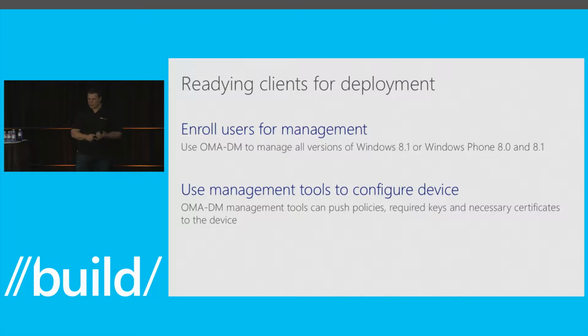The common things you'll need to do to configure your device is set up certificates. On Windows, you'll have to enable a side loading key. And then you might want to push some policies above and beyond that. We're going to go into the details of all the specific steps you need to do on each platform in a couple of slides.